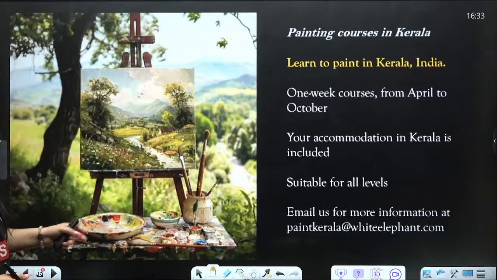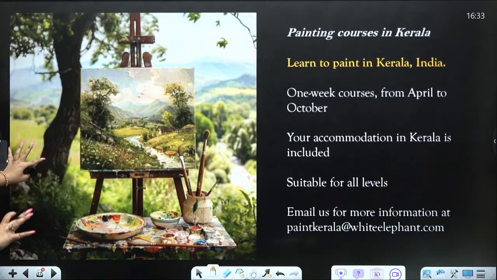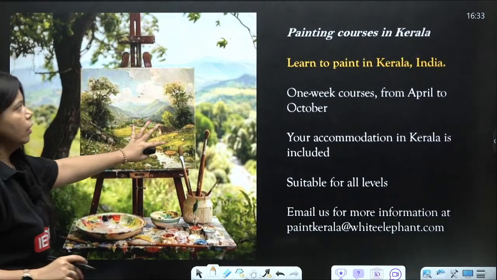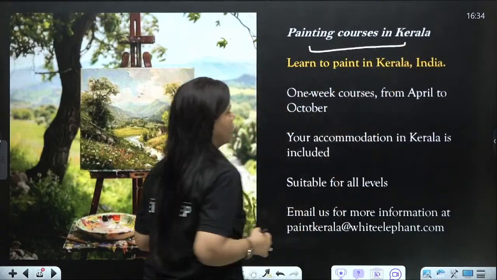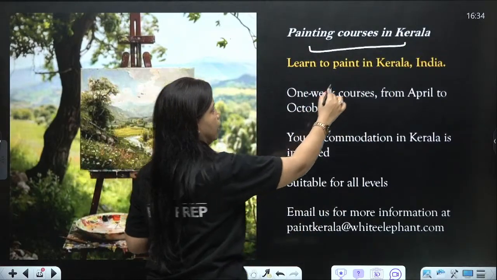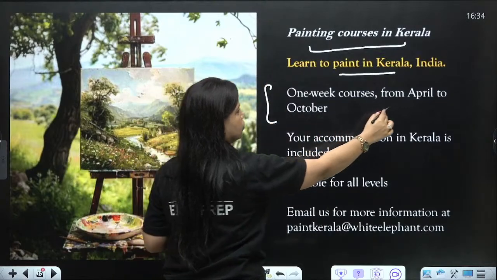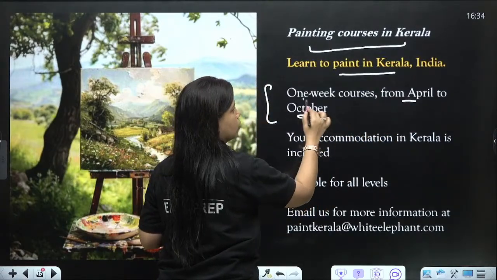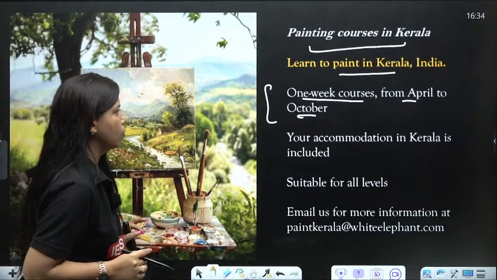So let's imagine this is an advertisement you see. A very beautiful picture I have got here for you. Now, what is this advertisement telling you? It says painting courses in Kerala. Learn to paint in Kerala, India. These courses are 1 week long. From April till October, they are going to occur various times. And the courses are 1 week long courses.